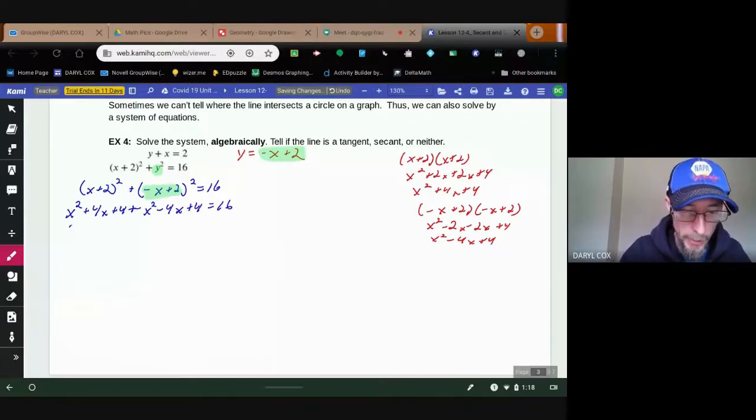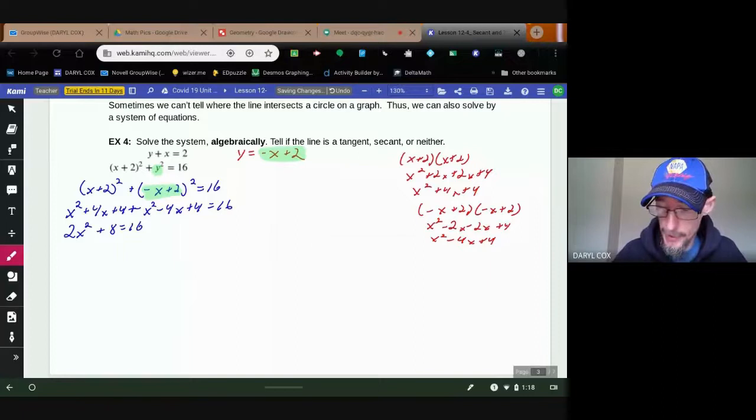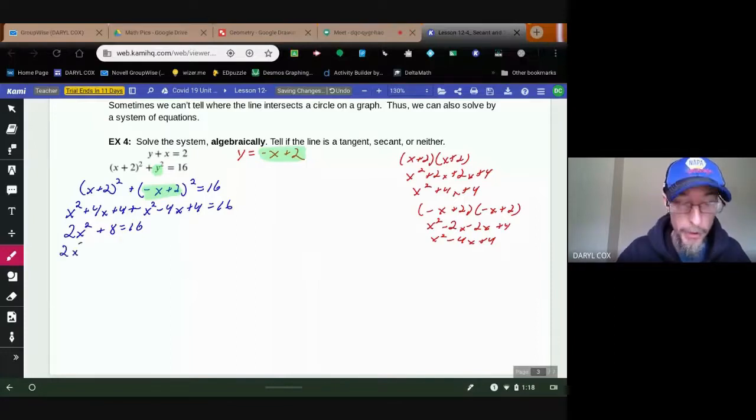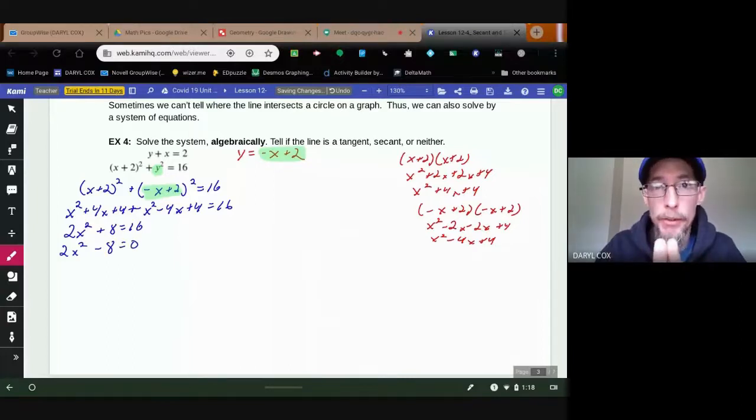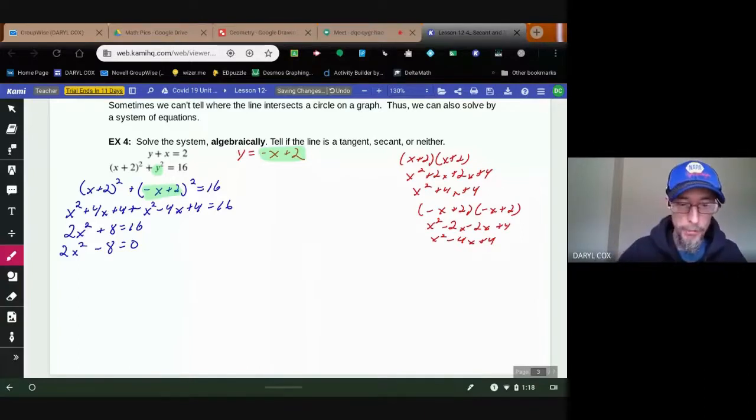So x squared and x squared is 2x squared. 4x minus 4x, well, that's 0. 4 plus 4 is 8. So that gives me 16. Now, again, I see I have something squared. So immediately, let's get this thing equal to 0. So 2x squared, moving over 16 makes that minus 8. Now I know I've got to factor. First rule of factoring, greatest common factor. So I'm going to pull the 2 out. That's going to leave me x squared minus 4.